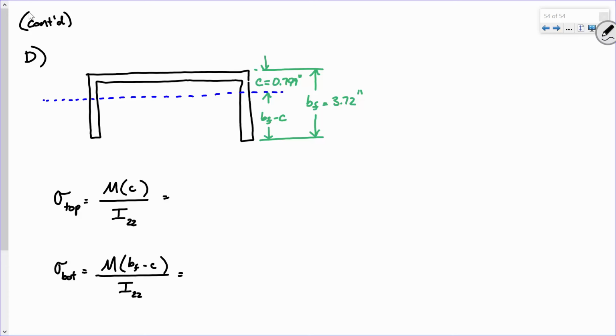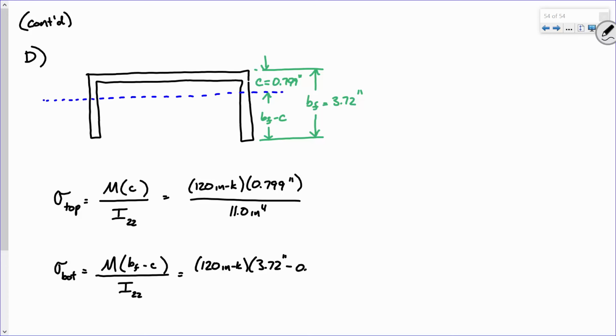So, I'll let you all plug and chug. Well, here, we'll fill it in real quick. So I got 120 times 0.799 over 11.0 inches to the fourth, and 120 times 3.72 over 11.0 inches to the fourth. Now, I'll go ahead and tell you, when you plug and chug, you're going to get 8.716 ksi here, but down here, you're going to get 31.865.